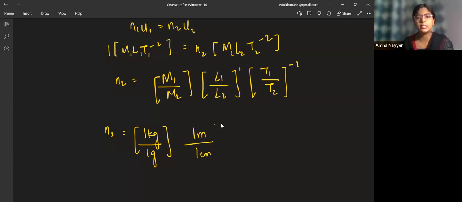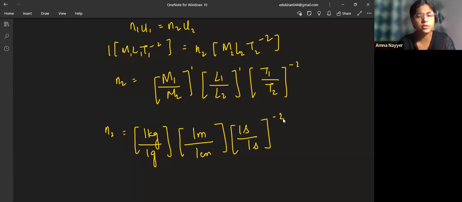To the power 1, because their power is 1. Here also we have 1, here also we have 1. Then we have time. For time, seconds is going to be there in SI unit and seconds is going to be there in CGS unit. That's why when we started this lesson, we initially learned all the SI units and CGS units, because it was going to be used here. Right. So this is going to be 1 second, to the power minus 2.